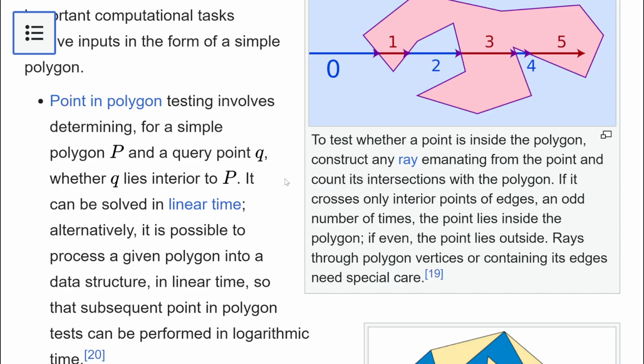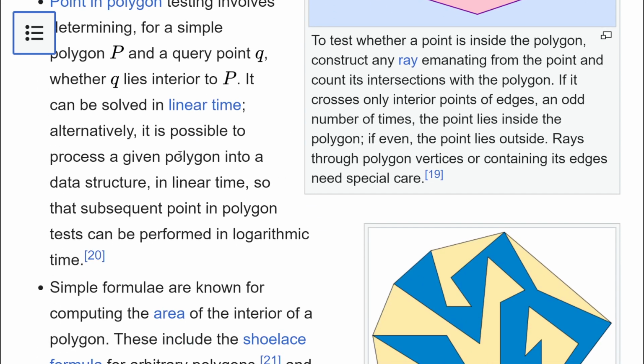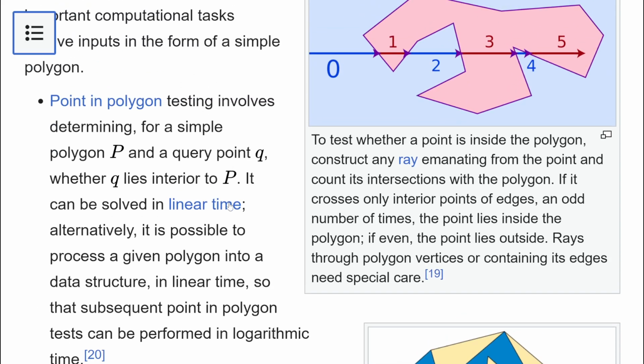Point in polygon testing, okay. For a simple polygon and a query point, is Q in P? This can be done in linear time. Oh, this is interesting. Maybe this is what I want. No, but I can't call any function once per cell inside my possible rectangle. The rectangles are too big.